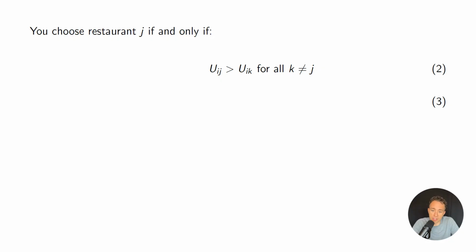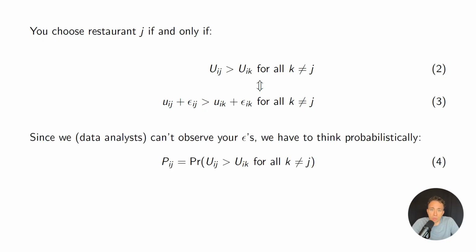So this is just a mathematical way of saying that the one that we saw chosen was the highest utility, even if we can't see all the aspects of utility because of the epsilons. So we can write this in terms of capital U, or we can write it in terms of little u plus epsilon. And since we data analysts don't observe the epsilons, we have to think probabilistically about the choice.